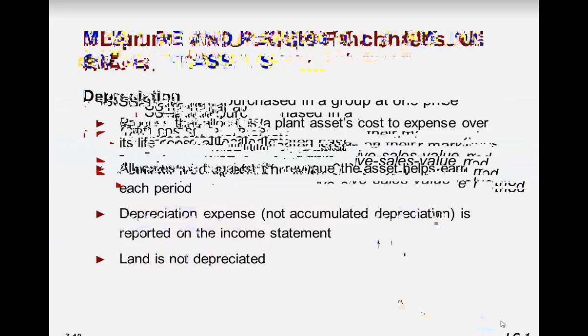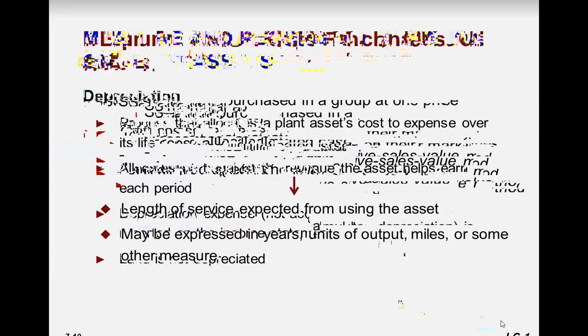And I've deleted a few slides here, so this may look a little funky, but we've already talked a lot about cost. We talked about how you get to the cost that we are going to start depreciating. And the next thing we need to know in order to calculate depreciation is the estimated useful life. The estimated useful life can be measured in more than one way. It can be the length of service expected from using the asset. That may be years, units of output, miles, or some other measure.